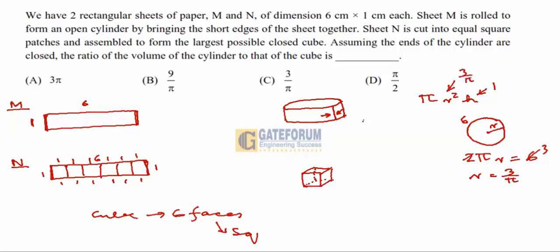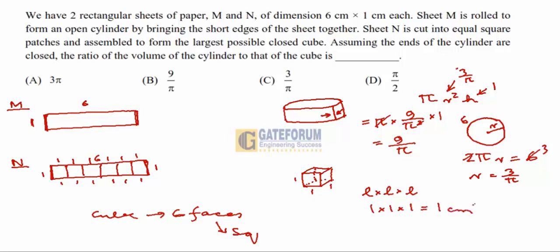So basically what will be the volume? Now it would be pi into 3 by pi whole square, I mean 9 by pi square multiplied by 1. So pi and pi cancel. So this becomes 9 by pi. Now let us go into the cube and find its volume. We know that the volume of a cube is length into length into length, because all the sides are equal and all the values are 1. So naturally I will say that the volume is 1 cube, that is 1 cubic centimeter.